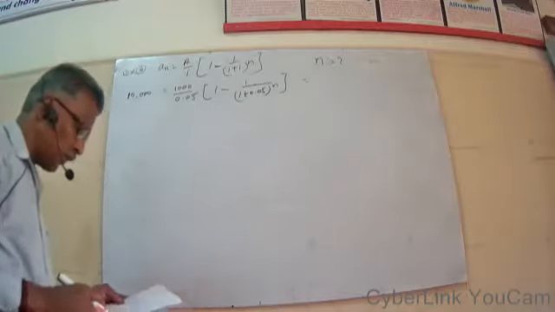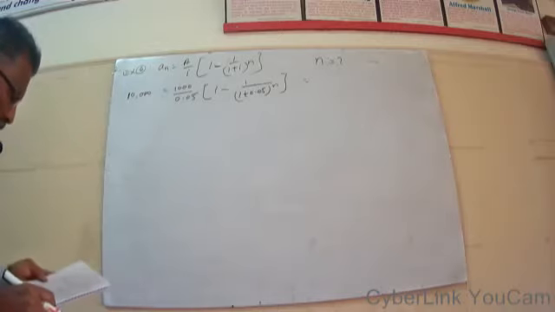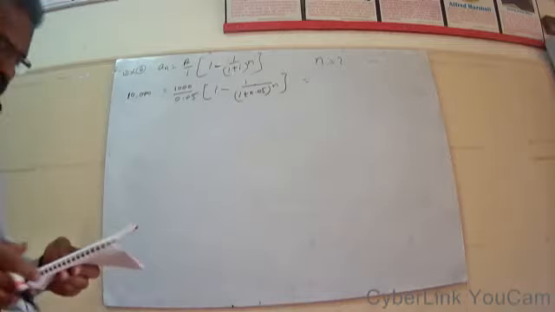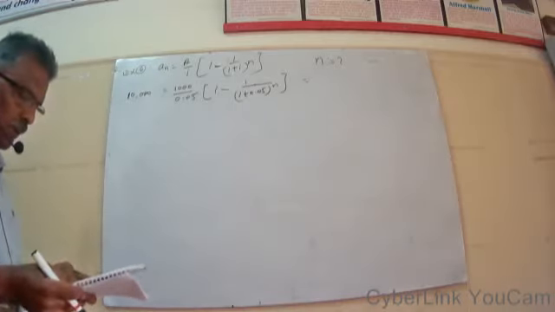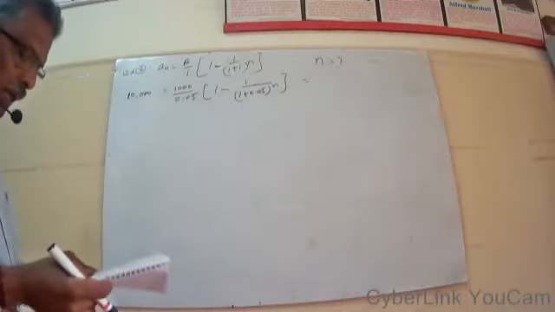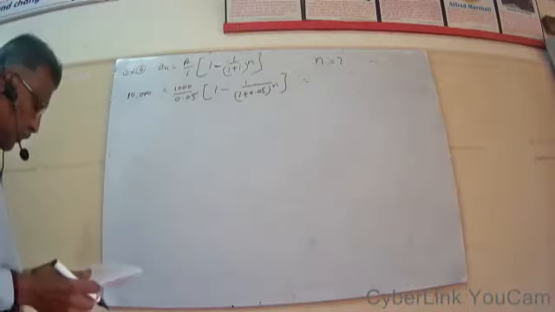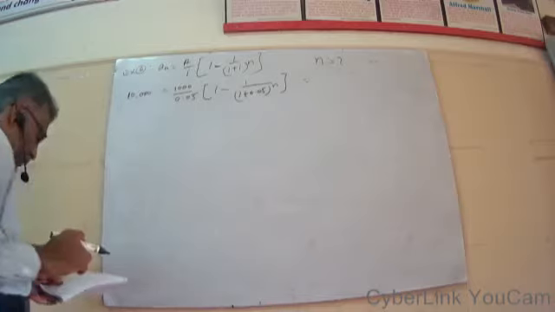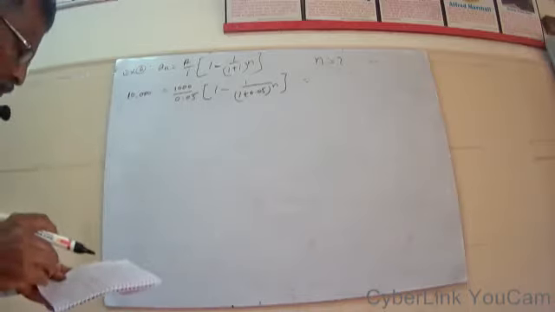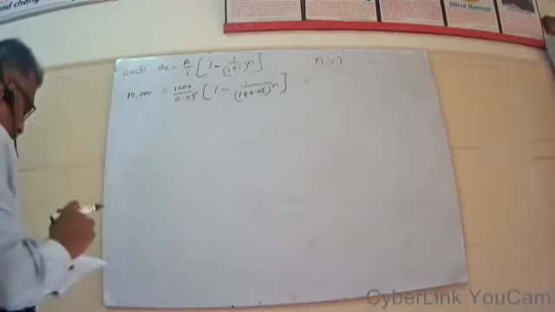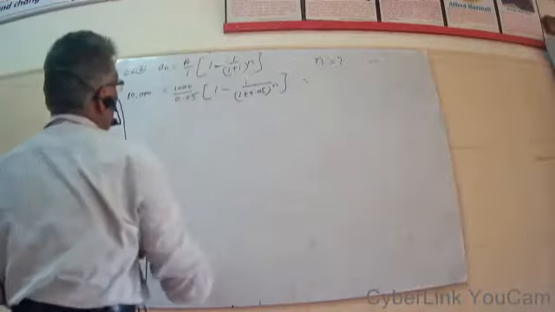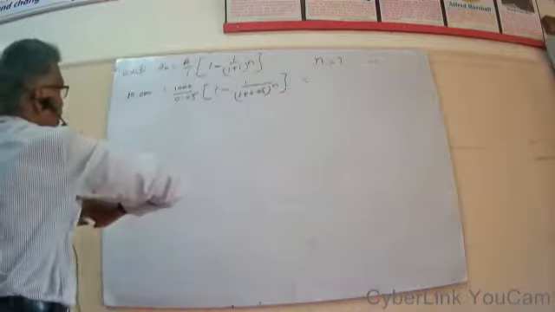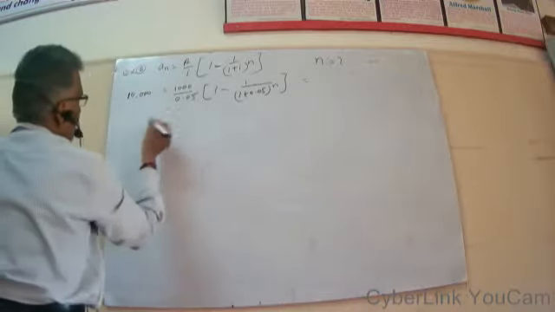A person borrows rupees 10,000 on a condition to repay it with compound interest at 5% PA by annual installments of rupees 1,000 each. In how many years will the debt be paid off? Here the present amount AN is given, the installment amount A is given, I is given, and N is to be determined. The further simplification is like this.